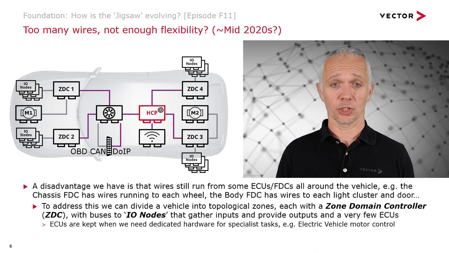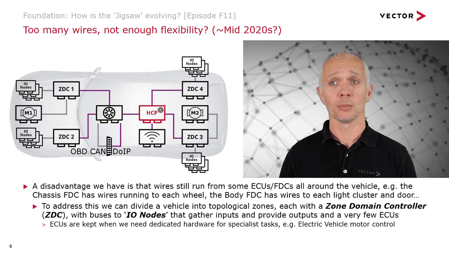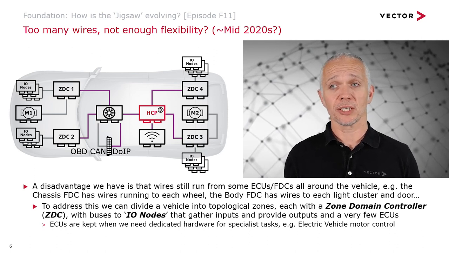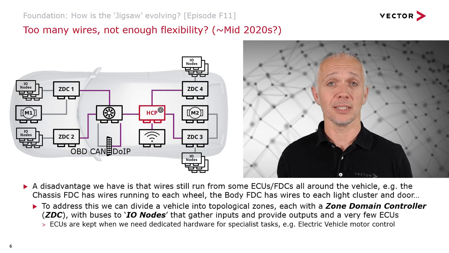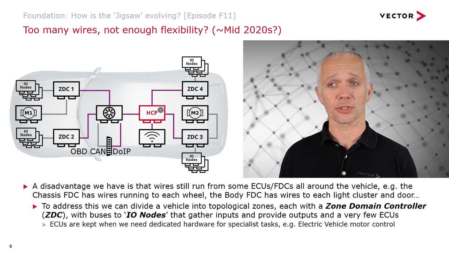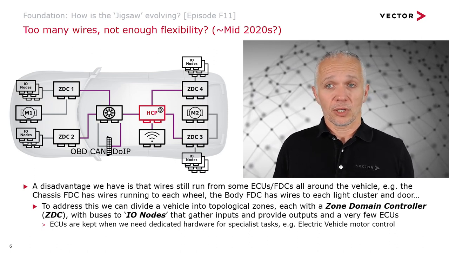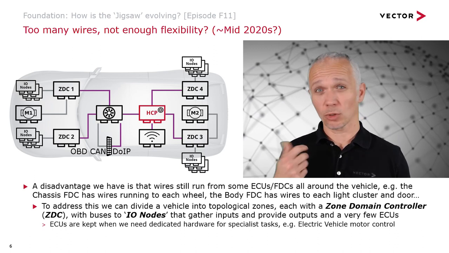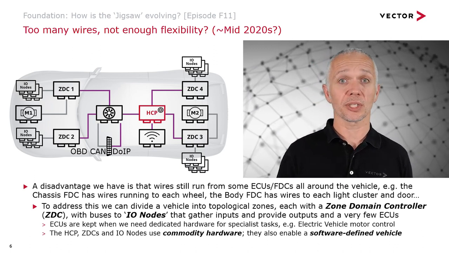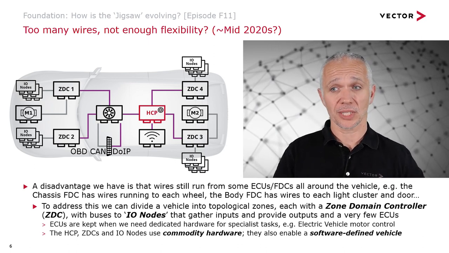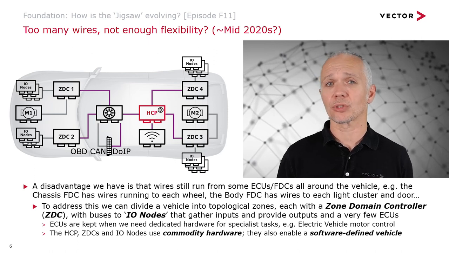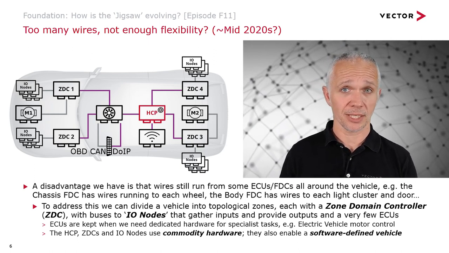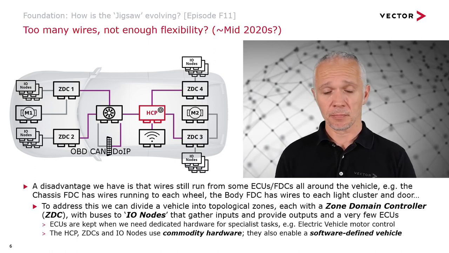All of our functions that we had previously concentrated in individual domains are now spread across the vehicle. So our zone domain controllers will be maybe performing some calculations based on data across the Ethernet backbone to provide the electronic stability control function and also the traction control functions. This means that with I/O nodes for gathering data and providing outputs, we take a lot of wiring out of the vehicle. Also, we have a lot more flexibility. We have more generic hardware. We have commodity hardware for our high-performance computing platform, our zone domain controllers, and our I/O nodes. And this enables us also to move towards a software-defined vehicle. And just to quickly give a little hint to what's where, HCP is still the Adaptive platform. I/O nodes will be the Classic platform.